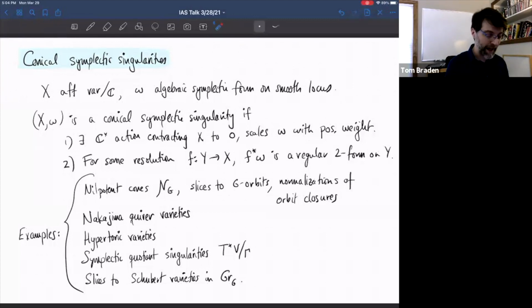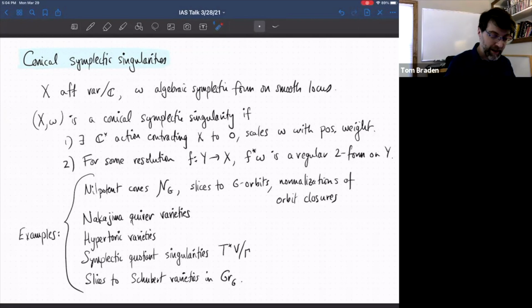And there's a lot of overlap between these cases, especially in type A. Nilpotent cone singularities, Nakajima quiver varieties, and affine Schubert variety slices are more or less the same thing with appropriate indexing. And in low dimensions, many of them are also hypertoric singularities and so on. But in general, these are different classes.